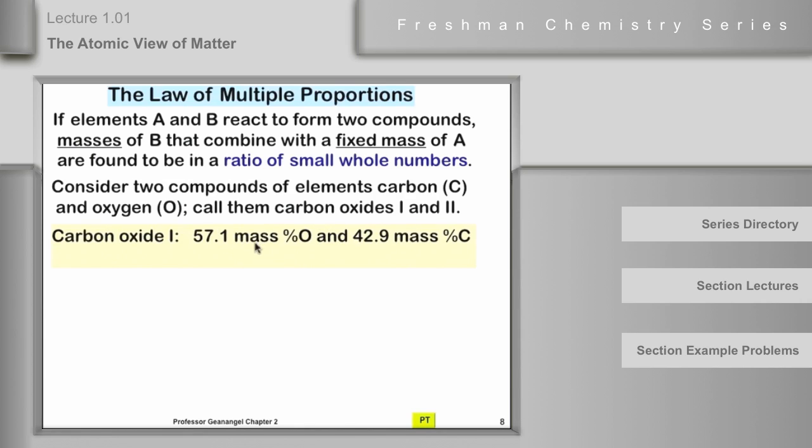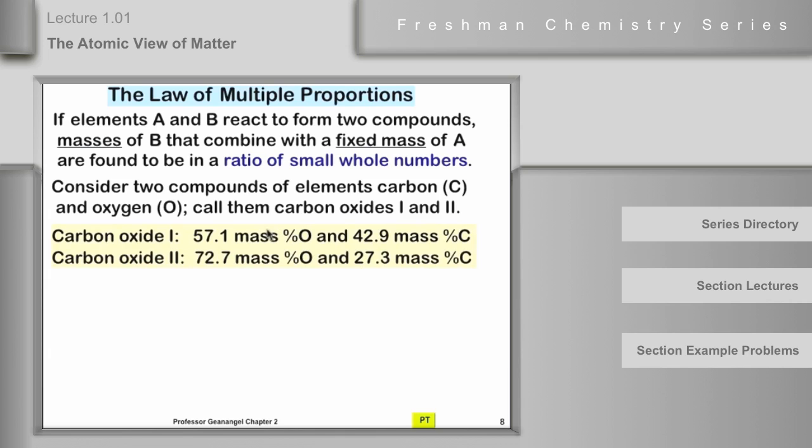And he would find out eventually, if we could convince him to do this, that carbon oxide 1 is 57.1 mass percent of oxygen and 42.9 mass percent of carbon. And of course, since there's only carbon and oxygen, these two numbers ought to add up to 100, and they do, at least to three significant figures. Carbon oxide 2, he would find, has 72.7 mass percent of oxygen, and proportionally less, 27.3 mass percent of carbon.